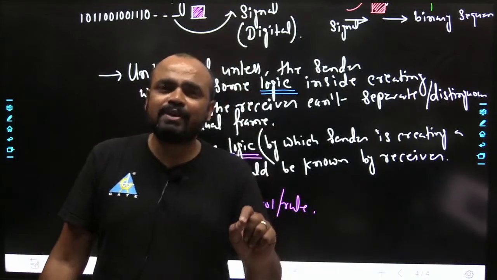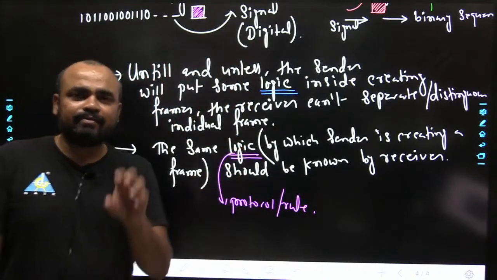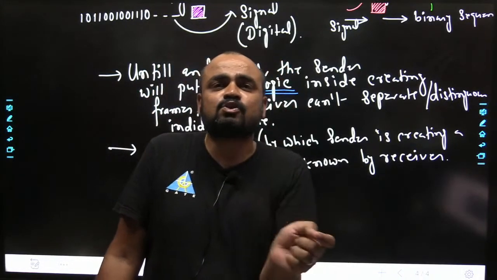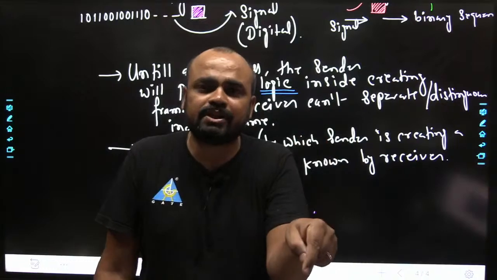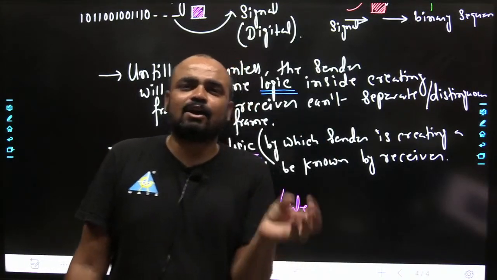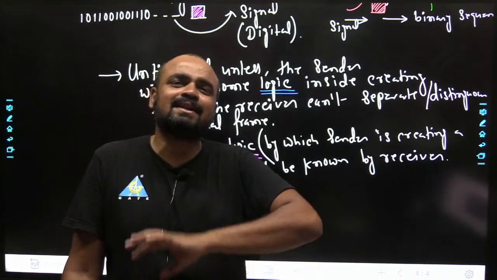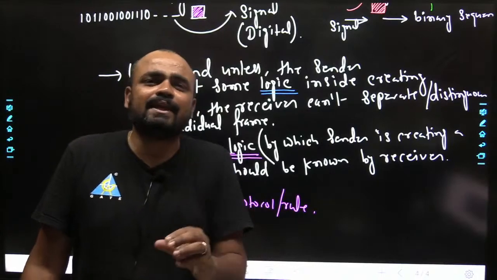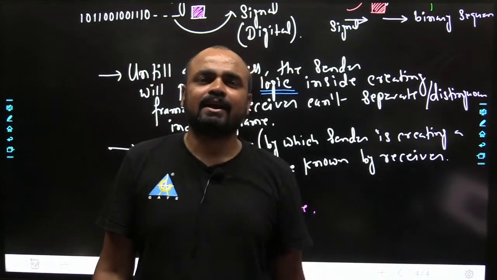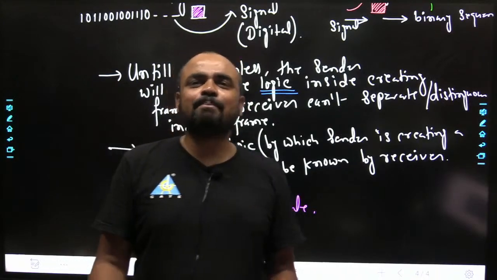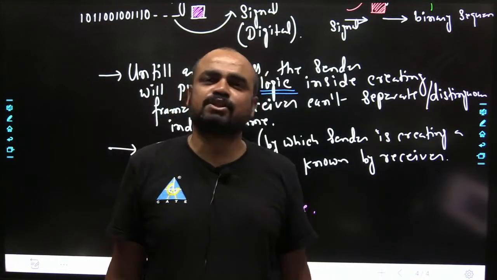So whenever the sender is implementing a logic, the sender has to put some additional information, yes or no? If the sender is implementing a logic, it has to put some additional information, and that information can be implemented in the form of what? Because in a medium you can only send a binary sequence.